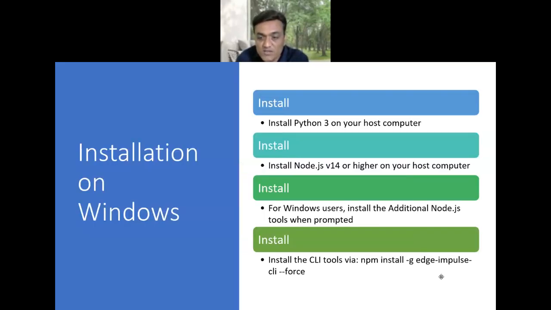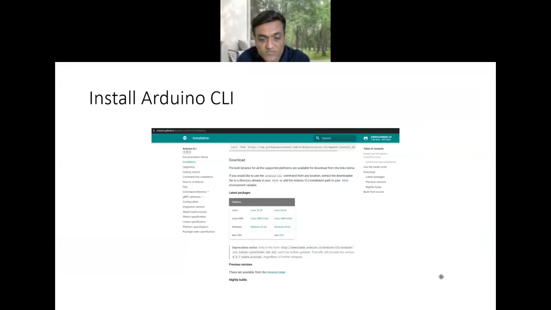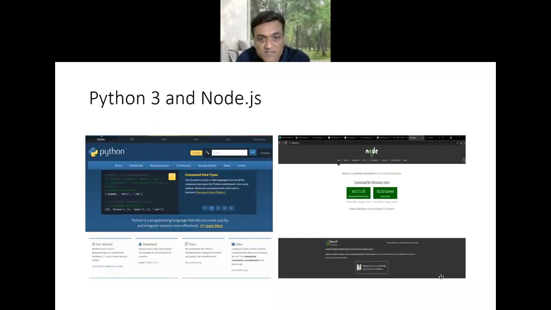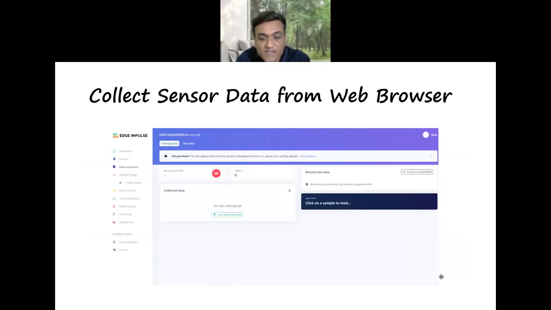So what do we need to install? Python 3 and Node.js version 14 or higher. If it is not there, it will install. These are all automatic processes. Even if you don't know anything about Node.js, it is fine. It will get installed. You need to prepare your PC to run the command line interface for Arduino. From the Arduino website, you can find the CLI details. You need to install the Arduino CLI, and finally Python and JavaScript Node.js. These are the few specific requirements, and then start collecting the data.